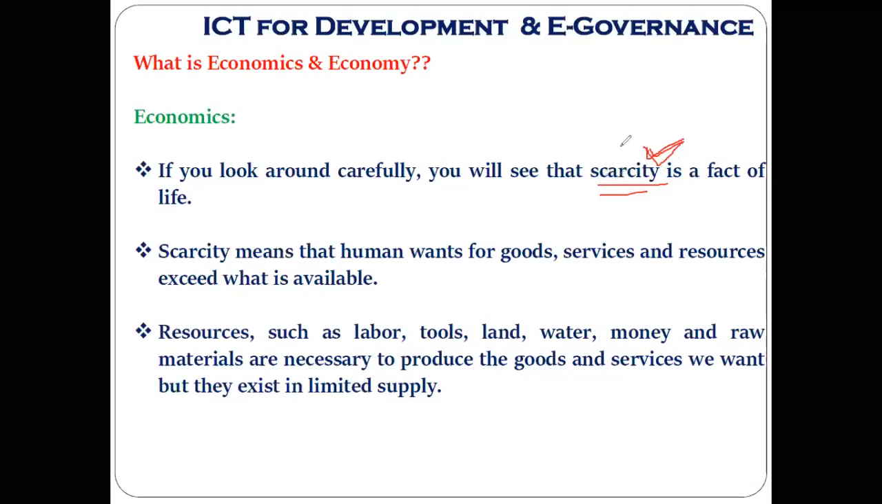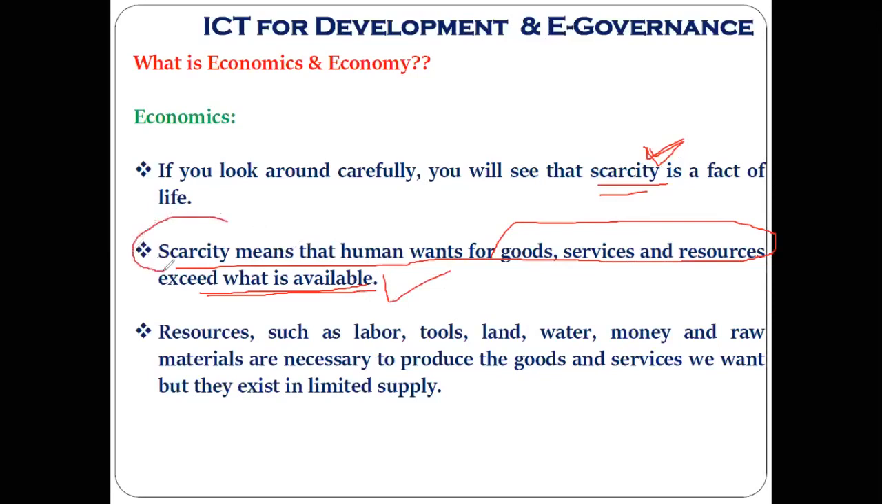Yes. All the things are limited. And what do you mean by that? Scarcity means that humans' wants for goods, services, and resources exceed what is available. When human wants for goods, services and resources exceed what is available, that particular situation is nothing but what is called scarcity. What do you mean by this?